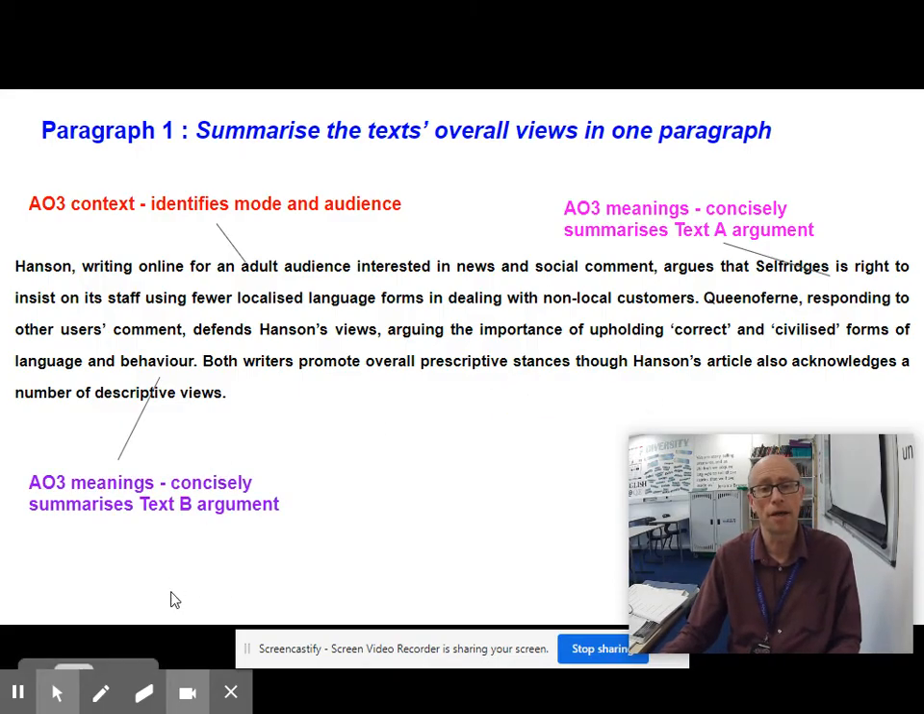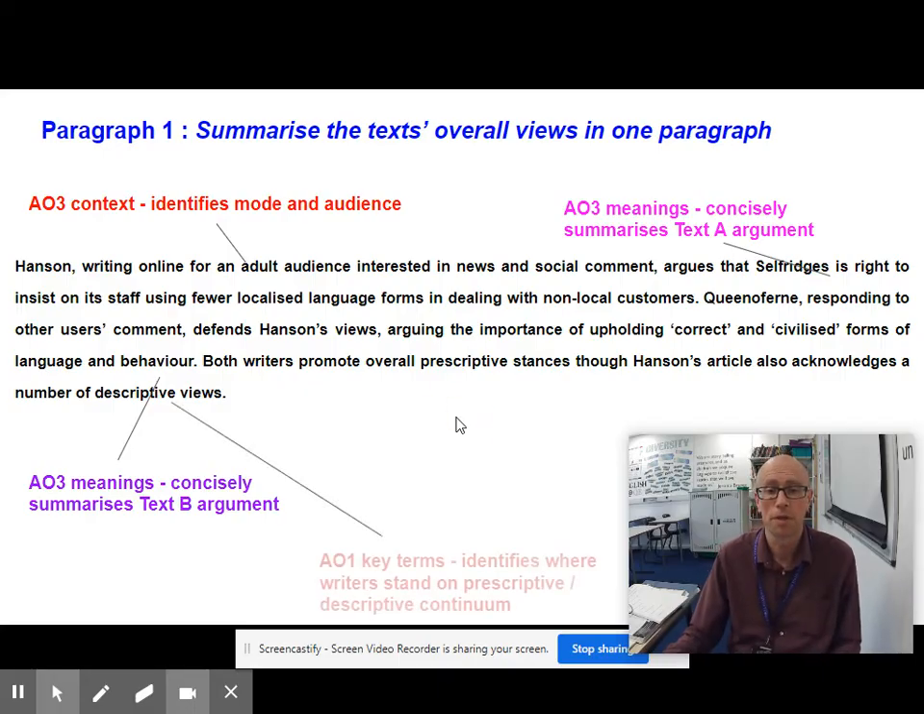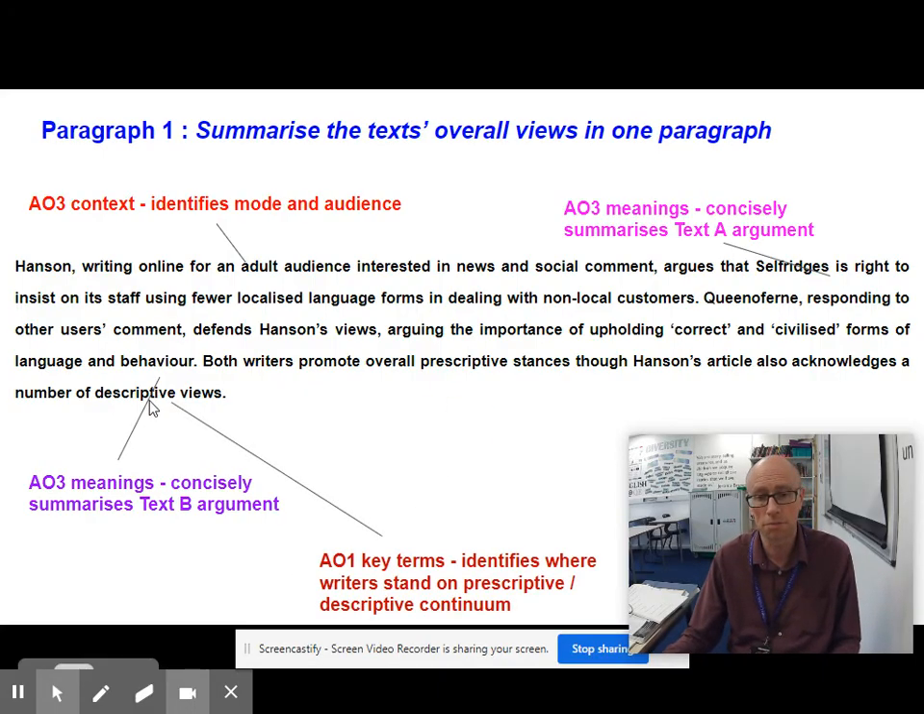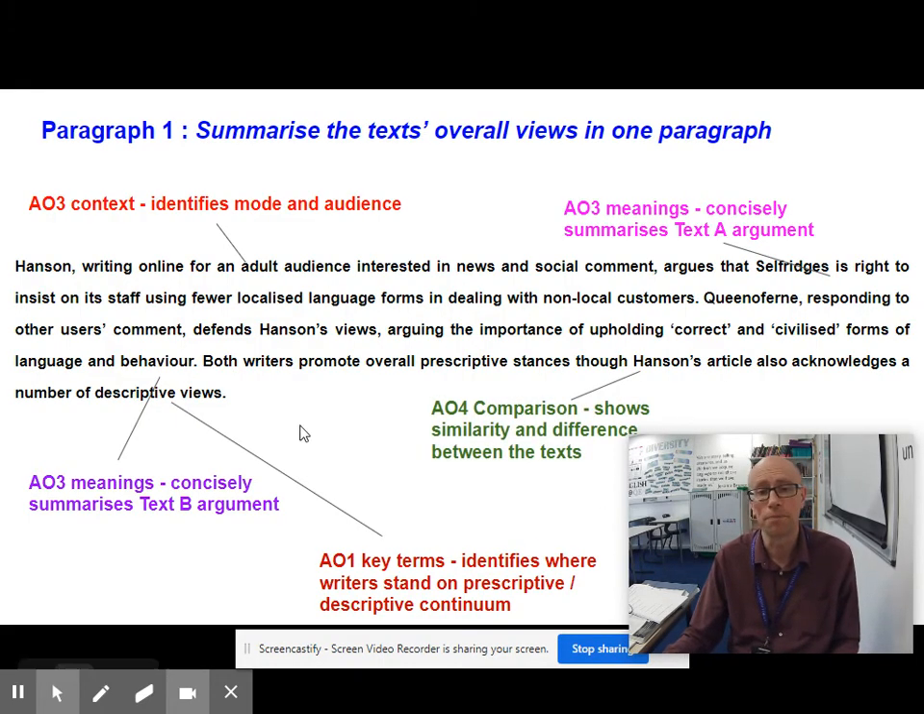Okay, so there you've got more AO3 meanings where, concisely, you've got the text B argument that's being summarized. Final sentence: both writers promote overall prescriptive stances, though Hansen's article also acknowledges a number of descriptive views. So we've got AO1 key terms. This writer is identifying where the writers stand on the prescriptive, descriptive continuum. And you've also got comparison going on there. That use of the word both shows similarity, but difference as well between the two texts.